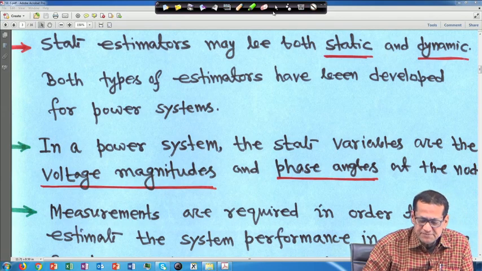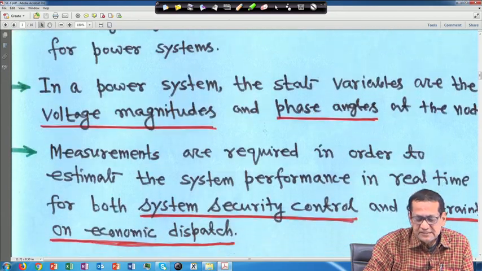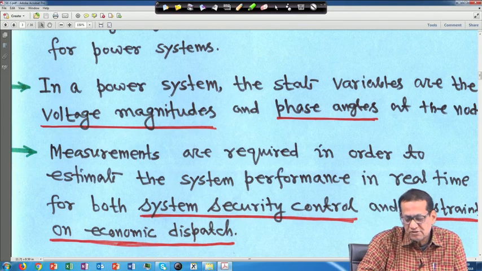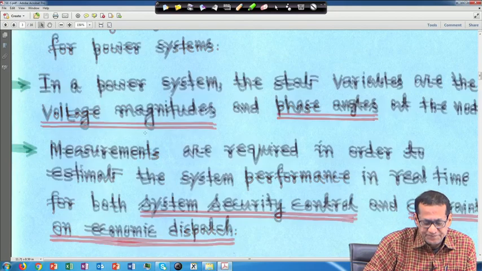So measurements are required in order to estimate the system performance in real time, for both system security control and constraints on economic load dispatch.